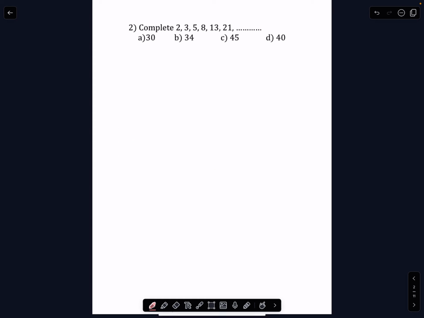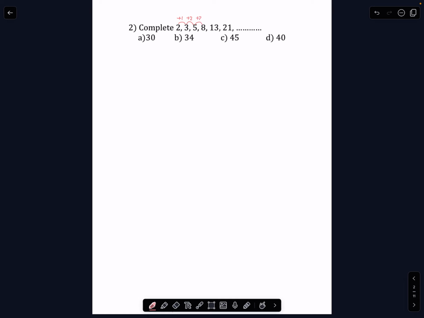Okay, number 2, we're given a sequence of 6 numbers, and we're going to have to find the 7th number. So there's a pattern here, and you have to know what the pattern is. So if you look at the numbers, right, to go from 2 to 3, you have to add 1. From 3 to 5, you have to add 2. From 5 to 8, you have to add 3.